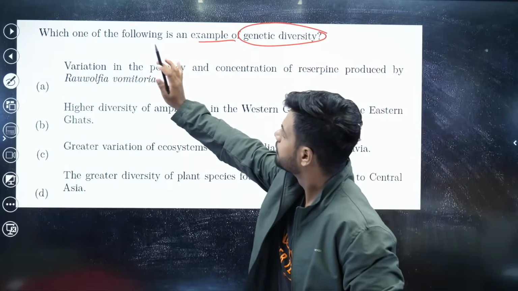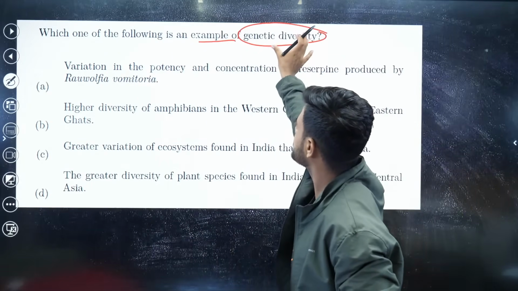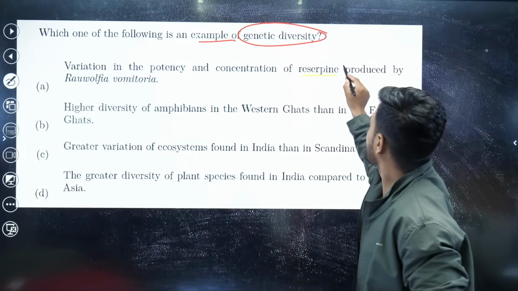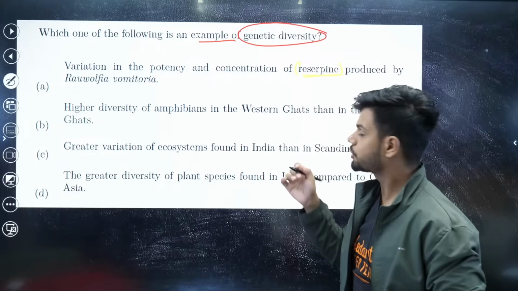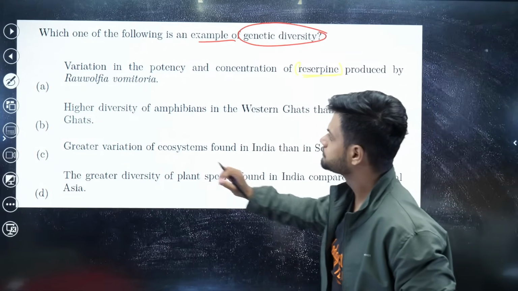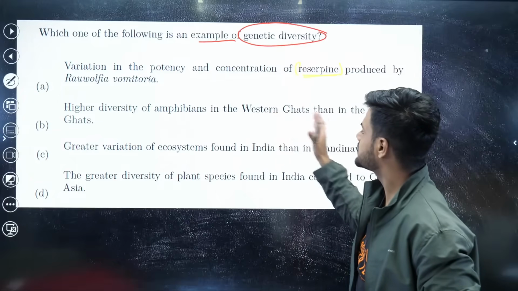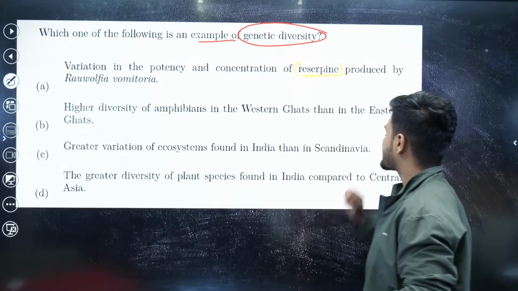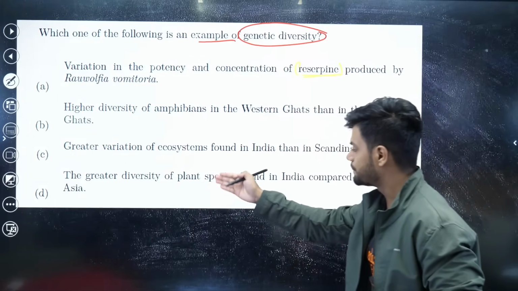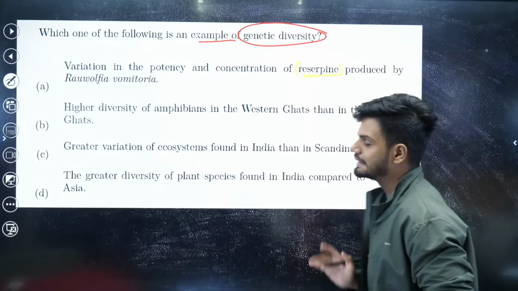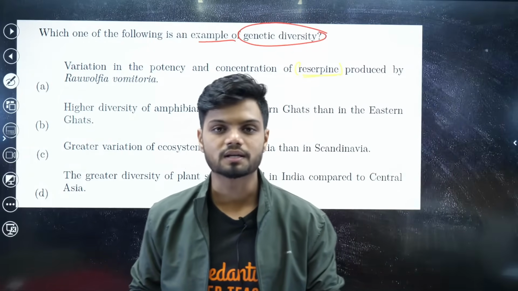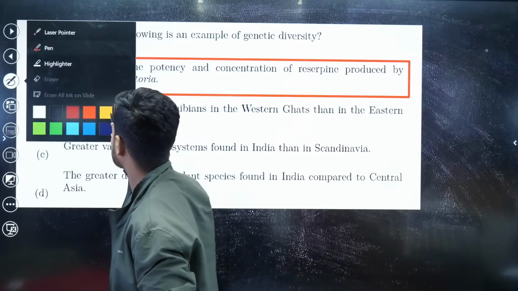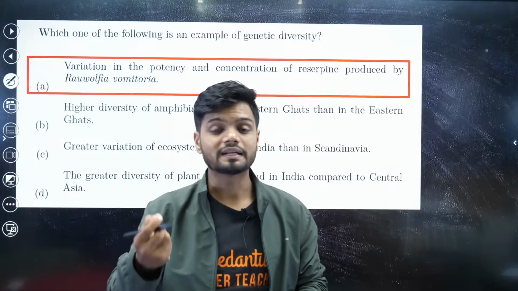Now what is the answer? Which of the following is an example of genetic diversity? Variation of potency and concentration of reserpine, which is a toxin produced by the Rauwolfia. High diversity of amphibians in Western Ghats and Eastern Ghats, that is species level. Greater variety of ecosystems found in India than in Scandinavia. A greater diversity of plant species found in India compared to Central Asia. What is the answer now? Obviously option A, which explains the genetic diversity.